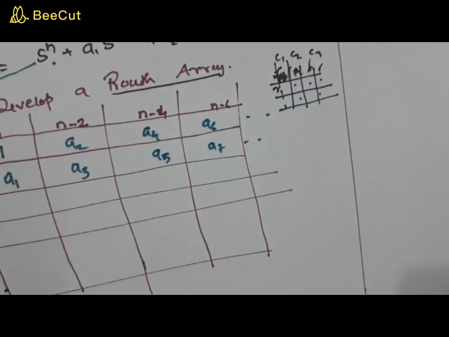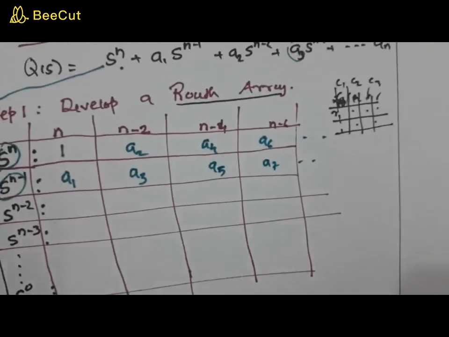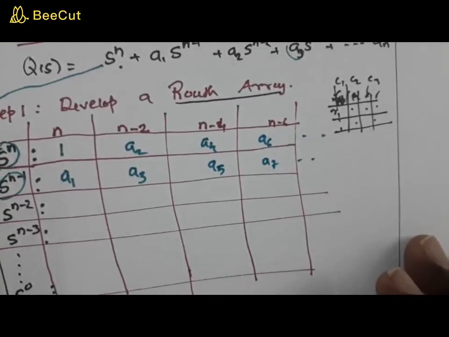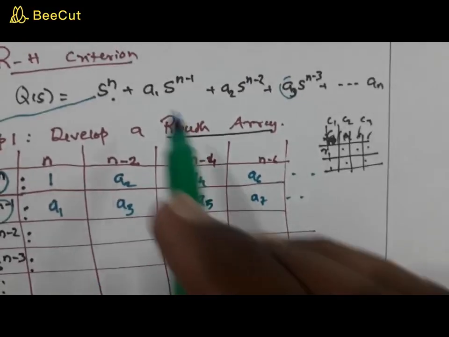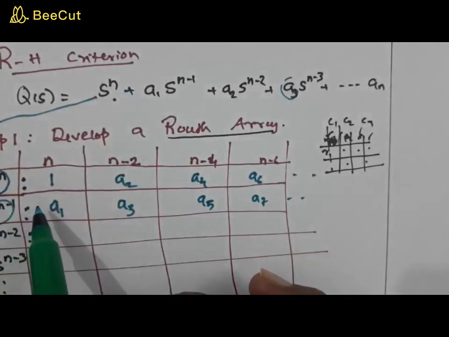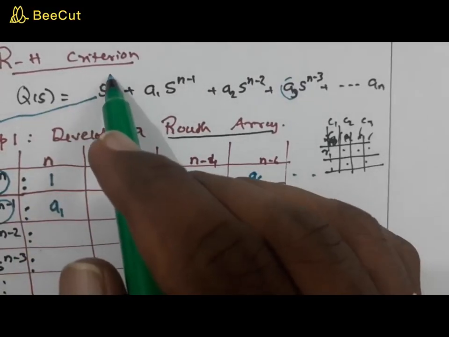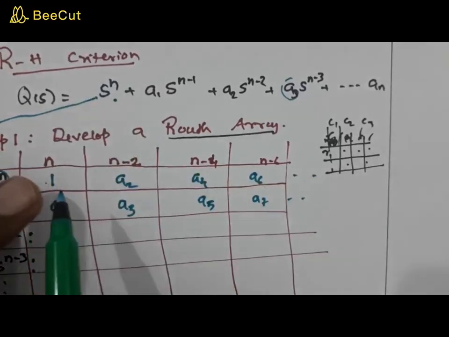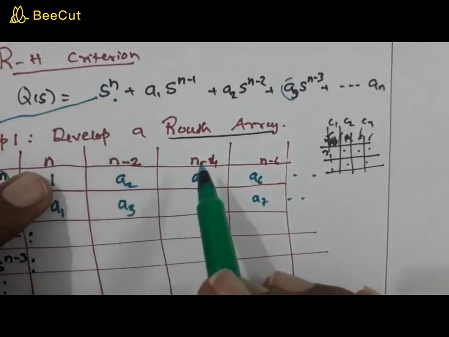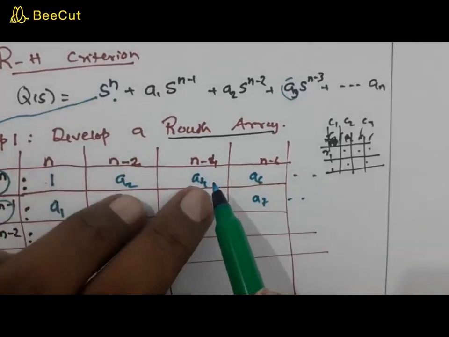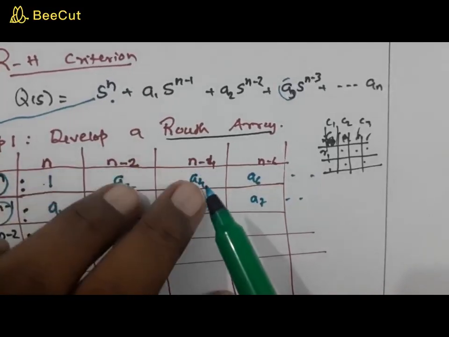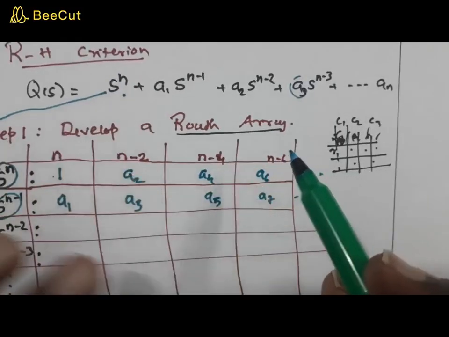Okay, now this is it. The first two rows are to be completed from the given equation. Hope you understood. You start from the highest power coefficient, then the n minus 2th term, that's the next coefficient. The next coefficient will be the n minus 4th, n minus 6.